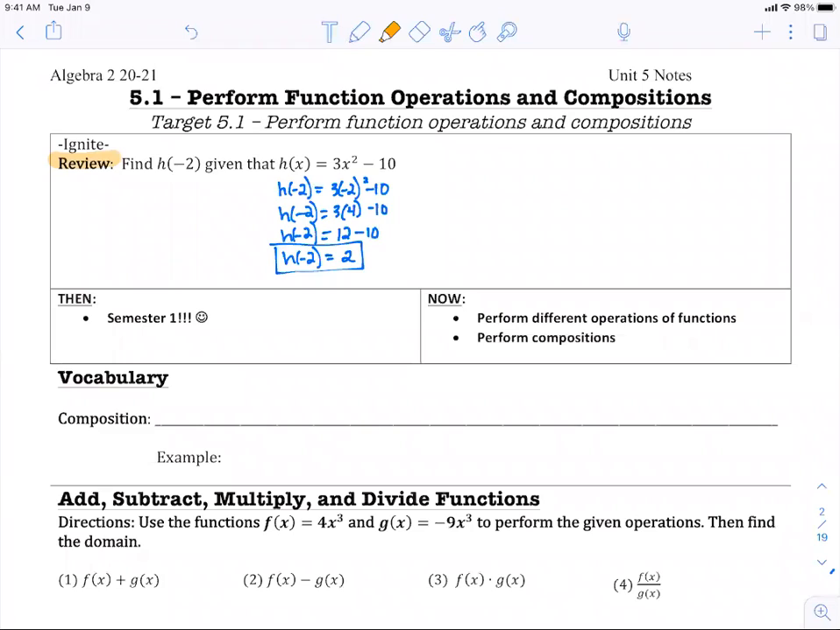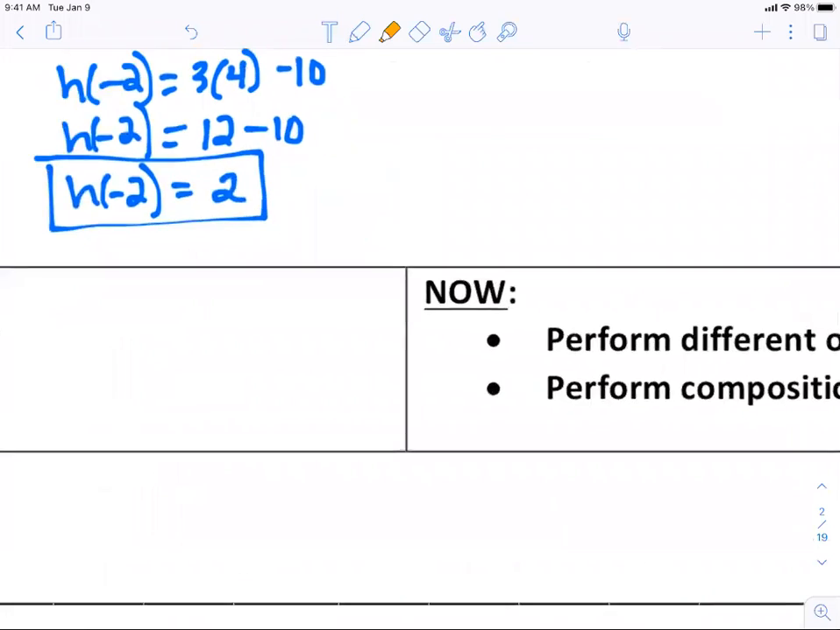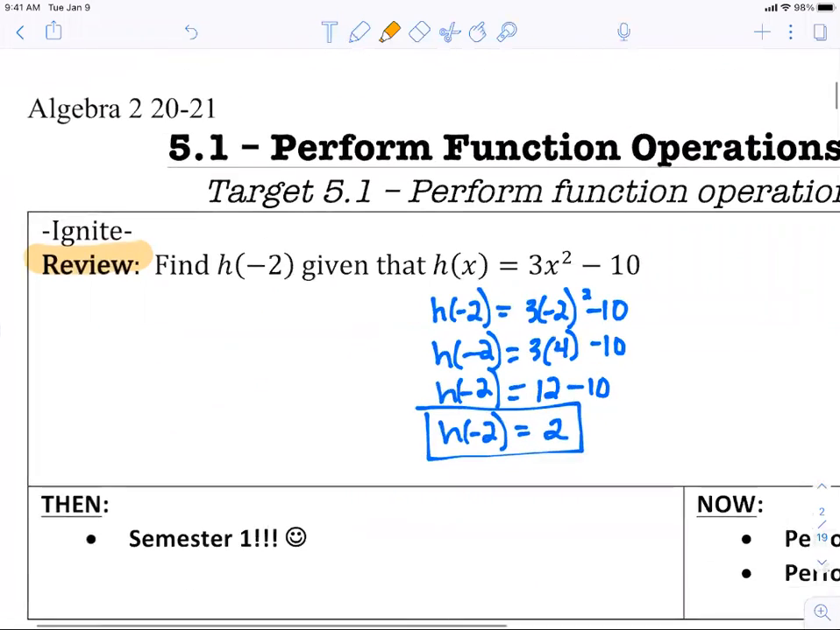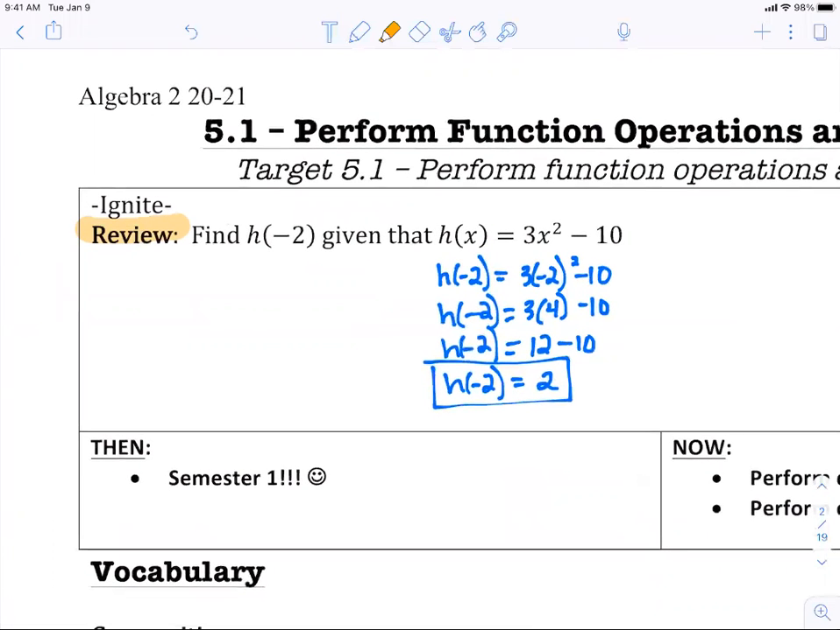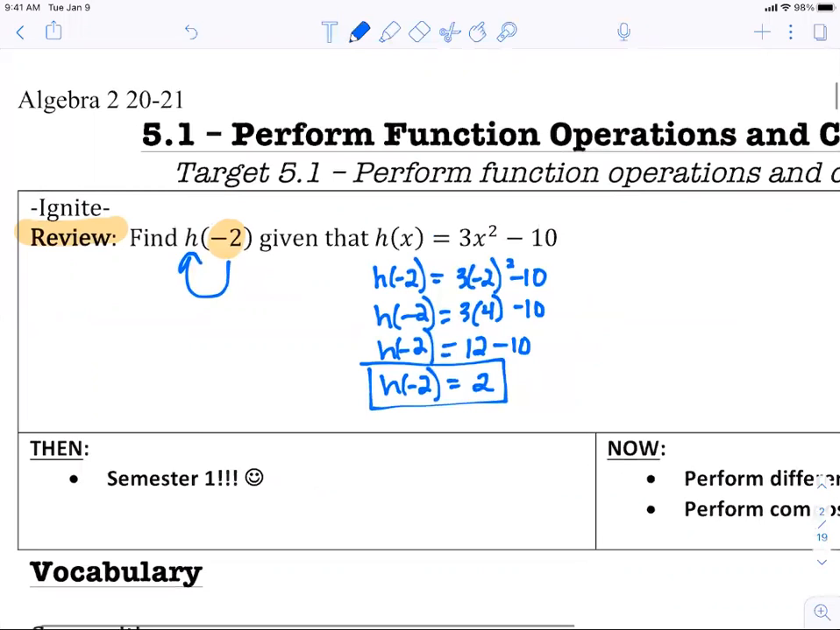Okay, final answer. You should have got h of negative 2 equals 2. For this particular problem, we're just reviewing function notation. Whenever you see a number in parentheses next to that variable, that's the number you're plugging into that specific function. So if h of x is defined to be 3x squared minus 10, then all it means to find h of negative 2 is plug in negative 2 anywhere you see an x in the problem and solve.